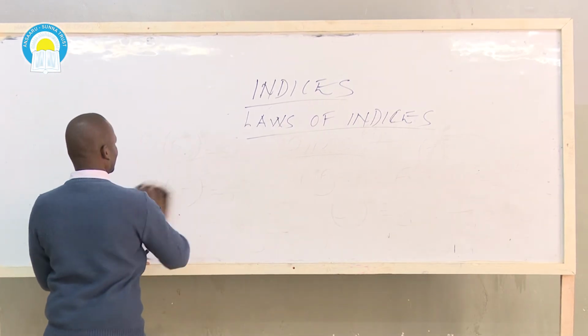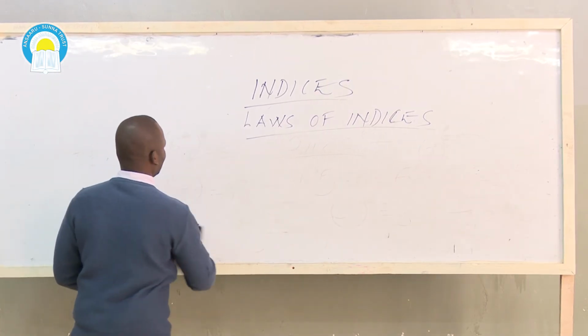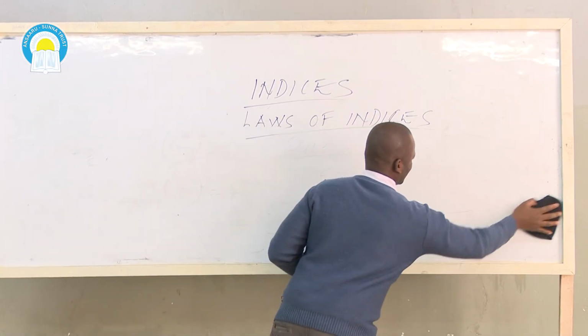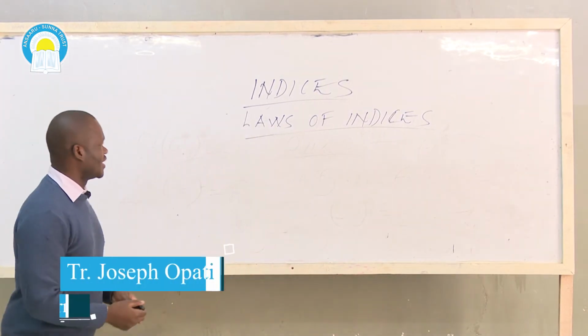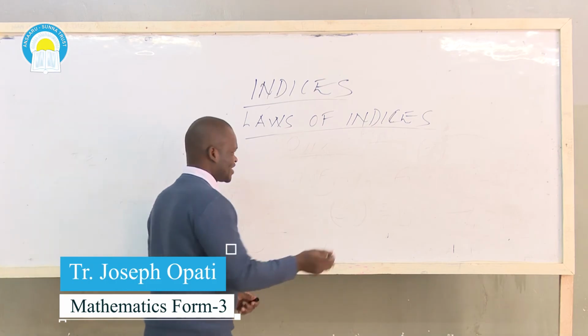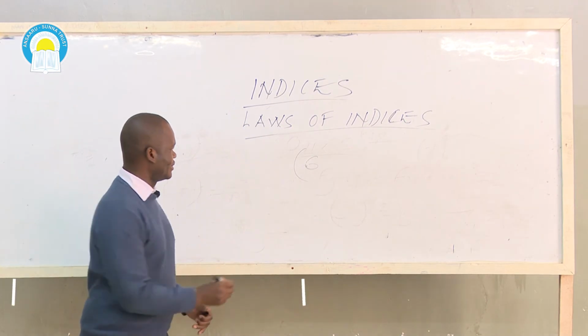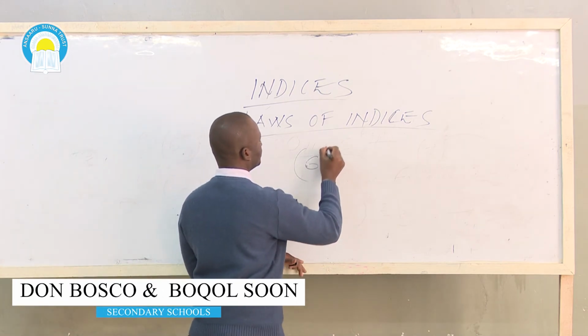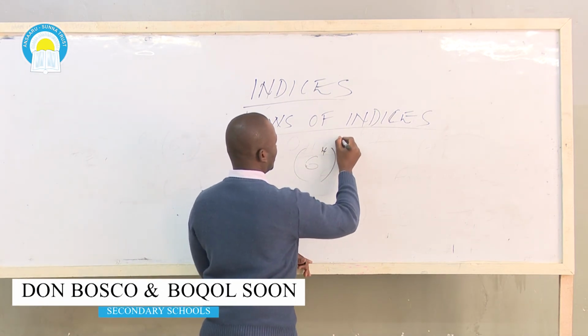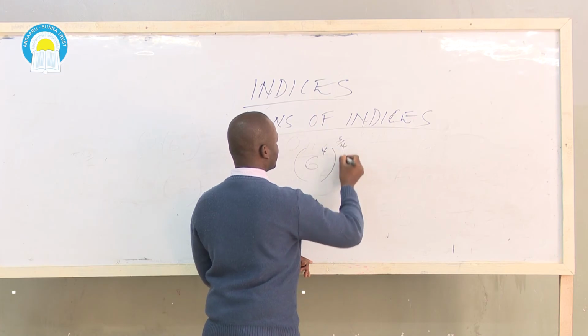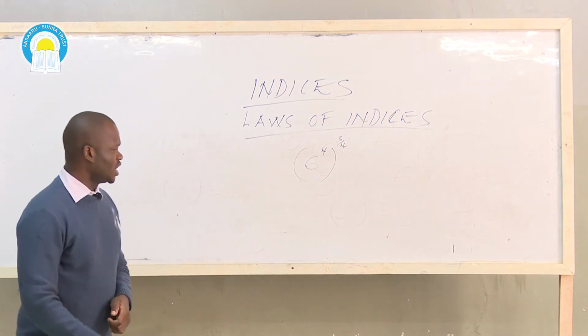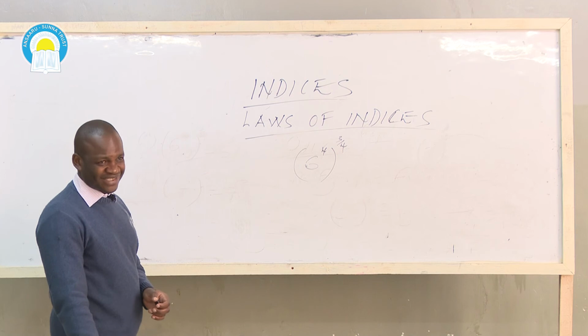And of course, I want to emphasize on that. It's a common mistake you make. Now, you've been given such a question as 6 power 4, and then let me have that raised to power 3 over 4. You are supposed to simplify.